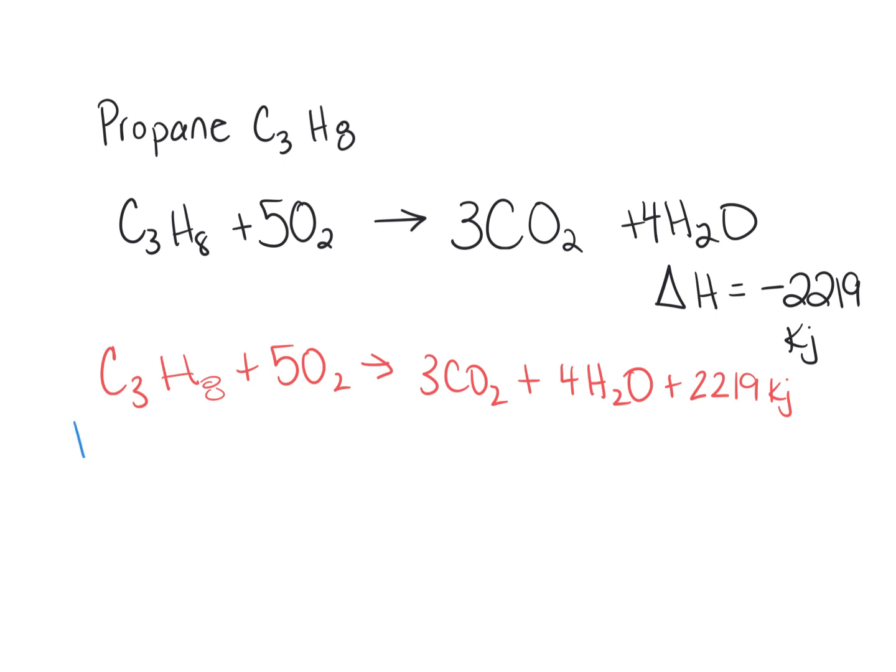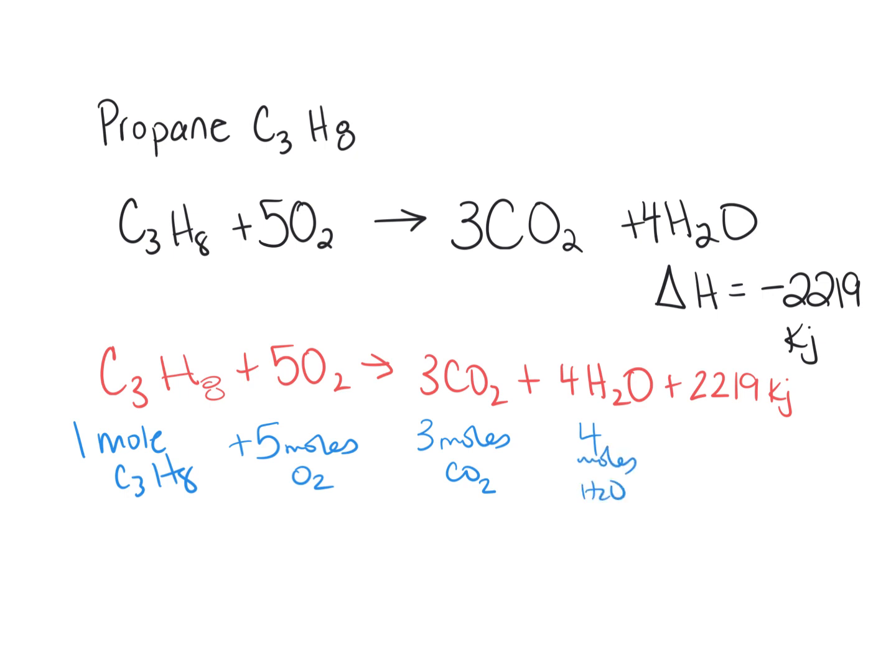It's telling us that if I've got 1 mole of propane and I have 5 moles of oxygen, then that means I'm going to make this much energy. If I've got 3 moles of carbon dioxide, if I've got 4 moles of water being made, then that means this is how much energy is going to be released. So we're going to take a look at that on the next document.